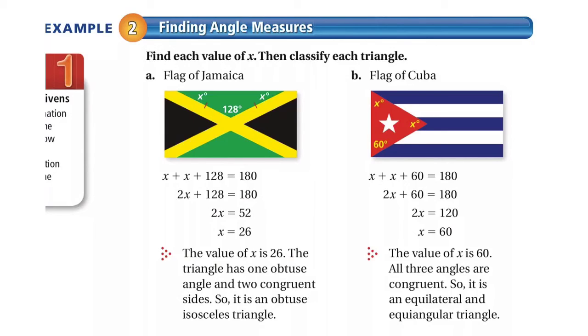Part 2, or the second flag there, we have x plus 60 equals 180. Combine like terms, subtract 60, divide by 2, x equals 60. So really, all three of these angles are 60 degrees. Because all of the angles are the same, all of the sides have to be the same. There aren't tick marks on them, but because all of the angles are 60 degrees, this is an equilateral triangle. Now, you could put equiangular, or you could just put acute. But it's an equilateral triangle, and it's either acute or equiangular. Your choice.